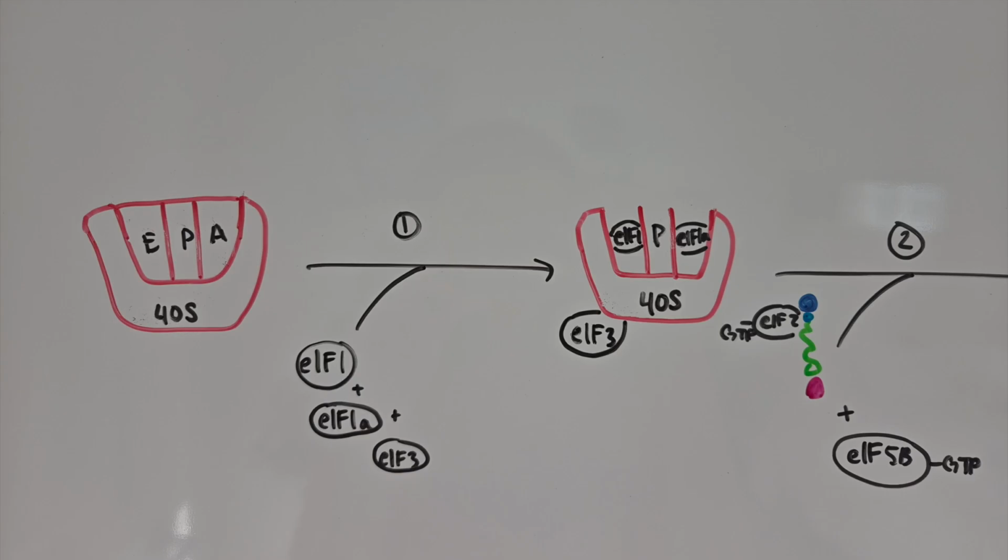You still have your A, P, and E sites, but eukaryotic translation initiation is a little bit more complex, though it still has the exact same concept as prokaryotic translation initiation. So the first step is that initiation factors 1, 1A, and 3 will bind to the 40S subunit. The e in eIF1, 1A, and 3 is just meant to categorize them as eukaryotic initiation factors.